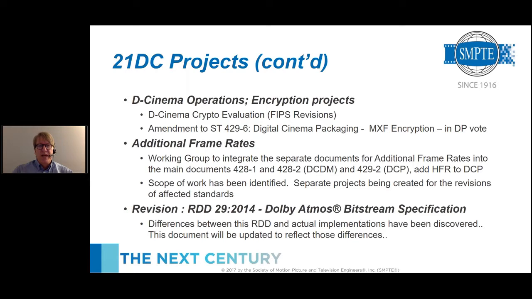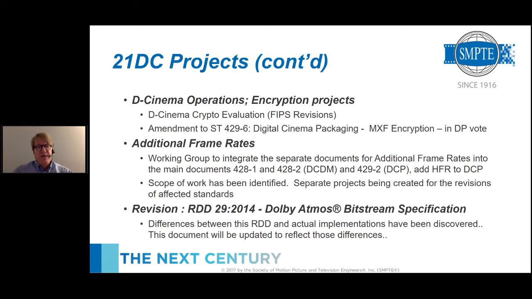Additional frame rate group is we're looking at adding additional frame rates. These, of course, are the frame rates outside of 24 and 48 to incorporate them into DCDMs and DCPs. The scope has been identified. They have written up a document of all the things that will be affected. This will ripple quite heavily down through the SDI standards as well too. So it's kind of a large project to get these things incorporated into, and that work continues on.